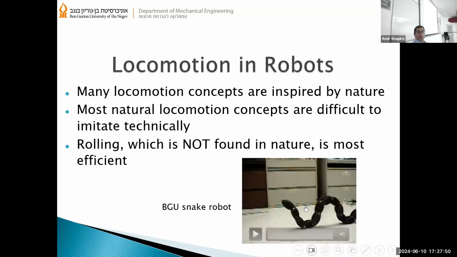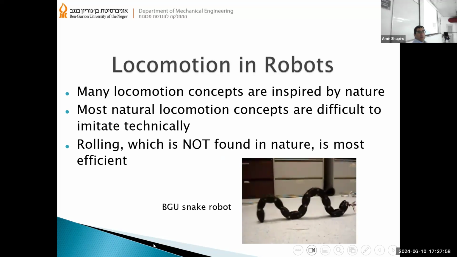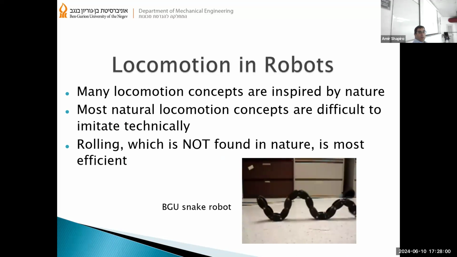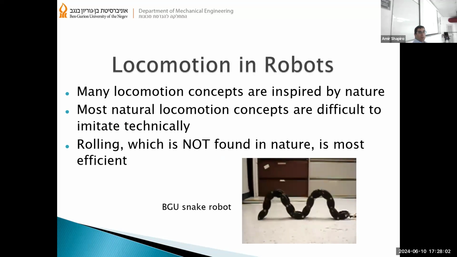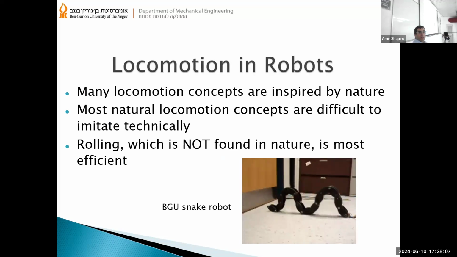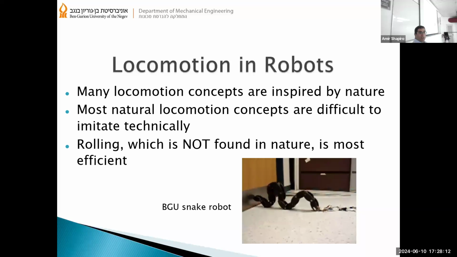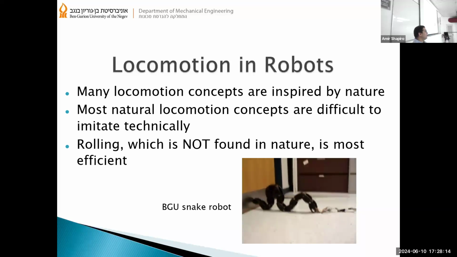Many locomotion concepts are inspired by nature. Most natural locomotion concepts are difficult to imitate technically. Rolling, which is not found in nature, is most efficient because there is no loss of energy. And it's the fastest one.